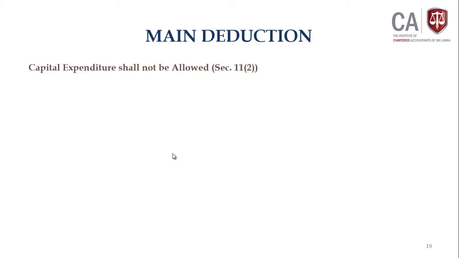Having said that, the expenses incurred in the production of income from business or investments are deductible under subsection 1 of section 11. Section 11 subsection 2 provides that if the expense is of a capital nature, you can't claim, it shall not be allowed. Therefore, capital nature expense is not allowed as an expense incurred in the production of income. As far as capital nature expense is concerned, subsection 2 is specific. All capital nature expense should be a disallowable item.